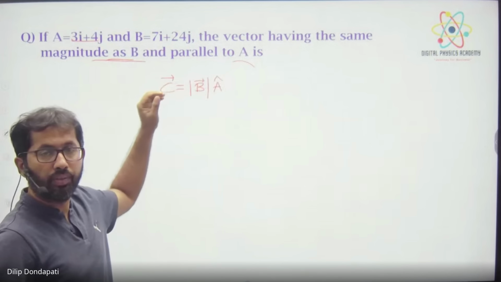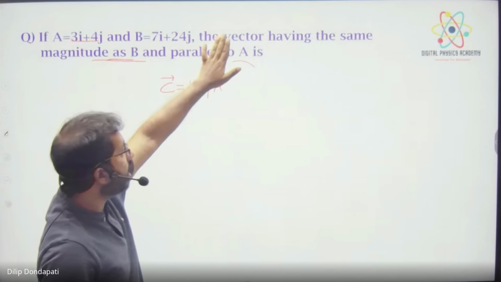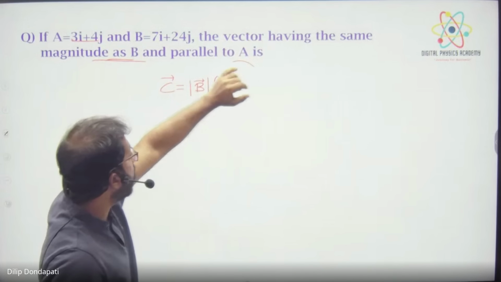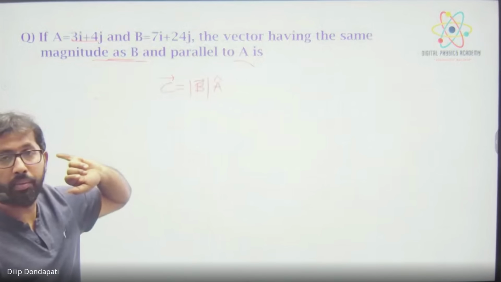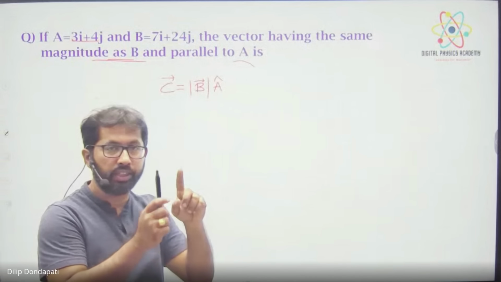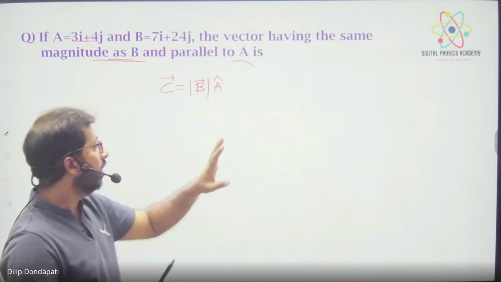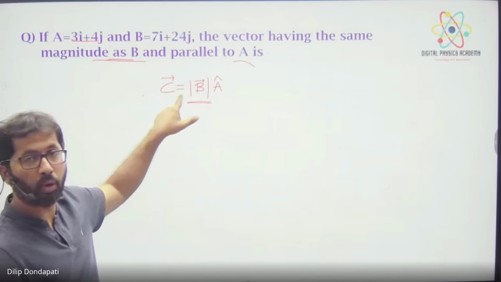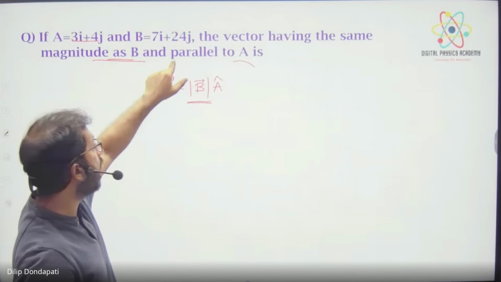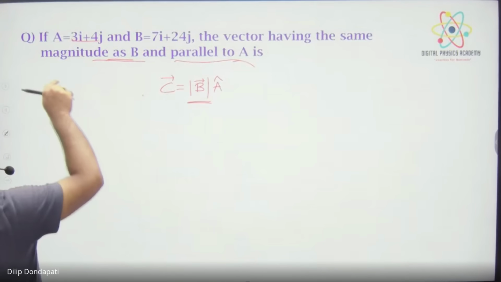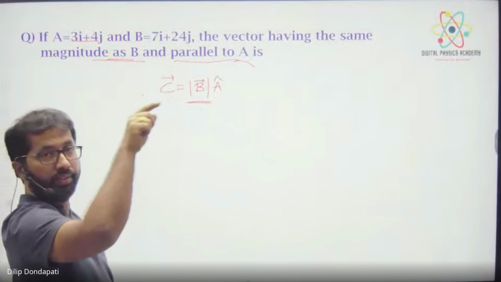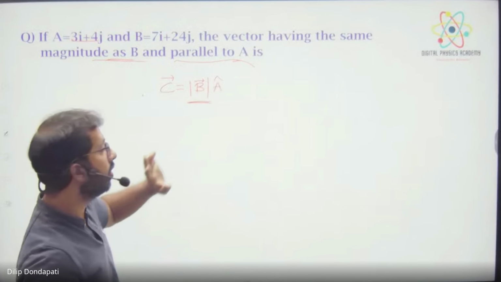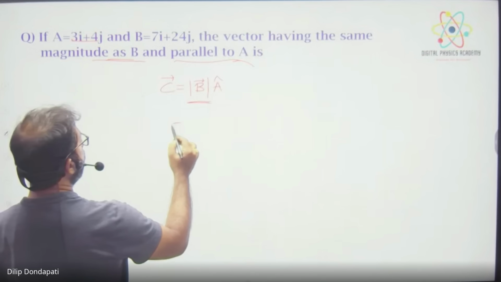Sir, can you explain again? Look, we have to find a vector having same magnitude as B. Vector has both magnitude and direction, right? He is telling you have to find a new vector. Its magnitude should be B. That's why I put mod B. Okay. And parallel to A. You tell me, parallel to A means the direction should be same as that of A direction only. A vector's direction means nothing but A cap. Okay.